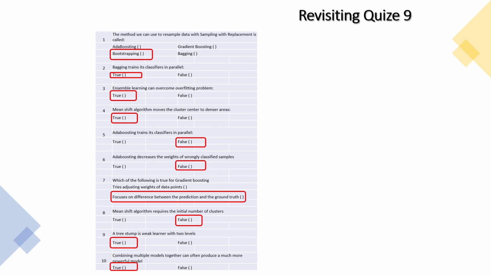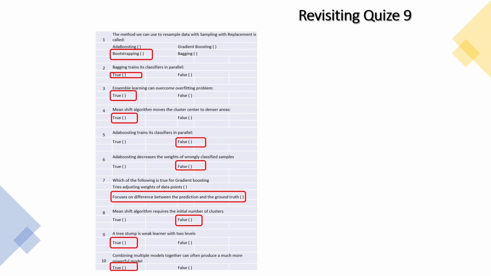And let's try to revisit our previous quiz. The method we can use to resample data with sampling with replacement, that is bootstrapping. Bagging trains its classifiers in parallel. That was the idea behind bagging. Ensemble learning can overcome overfitting problem. That's true. For example, with decision trees, we can overcome the overfitting problem. Mean shift algorithm moves the cluster center to denser areas. Yes, that was the idea behind mean shift algorithm.